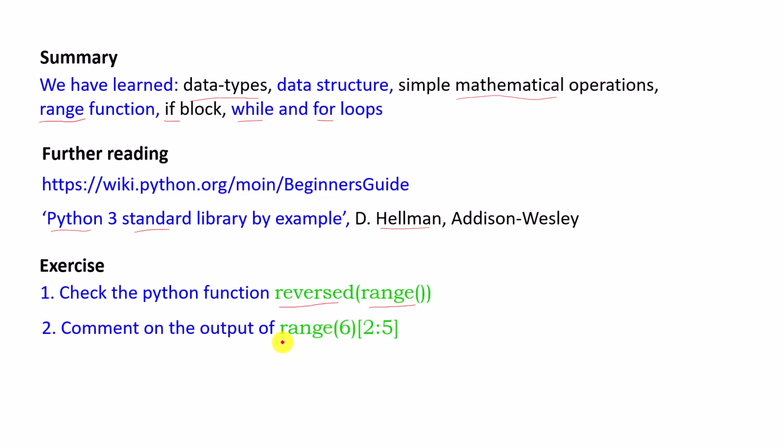Similarly, if I write range 6, then it will create a list from 0 and it will stop at 5. It will not include 6. But then if I write range 6, within square brackets 2 to 5, what does it do? Check it out and let me know what you think, what does it do.